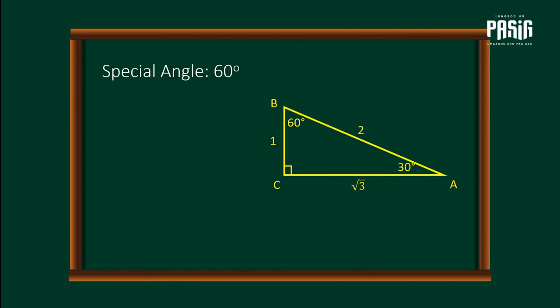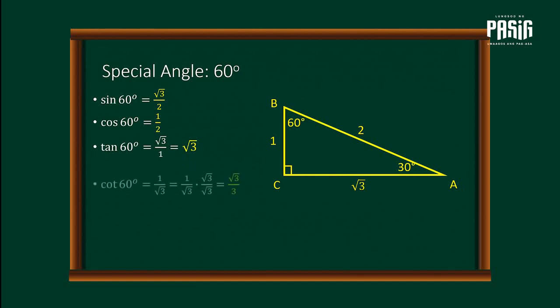Take note, our reference angle here is not the 30 degrees but the 60 degrees. Now following the definition of the 6 trigonometric ratios, we get the following. For sine 60 degrees, we have the square root of 3 over 2. Cosine 60 degrees equals 1/2. Tangent 60 degrees equals the square root of 3 over 1 or the square root of 3.